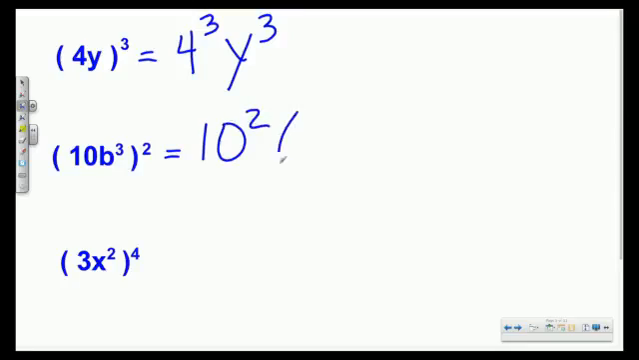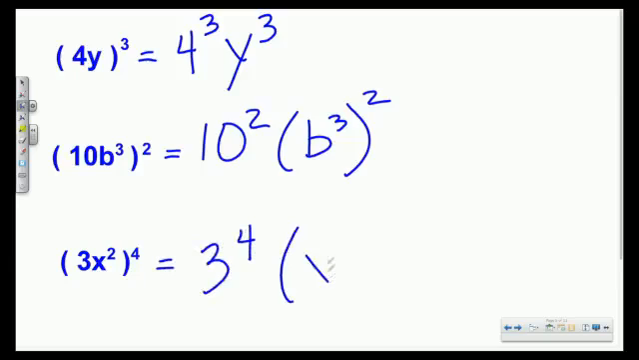Okay, so I'm going to write 10 squared times (b cubed) squared. I was trying to avoid the parentheses, but I can't. And then we had (3x squared) raised to the 4th power, right? So we had 3 to the 4th and (x squared) to the 4th. All right, now look at those all together. Even pause me for a bit. See if you notice the pattern.